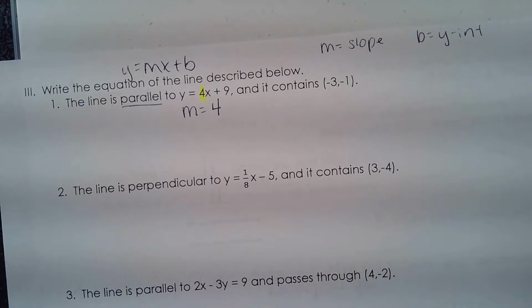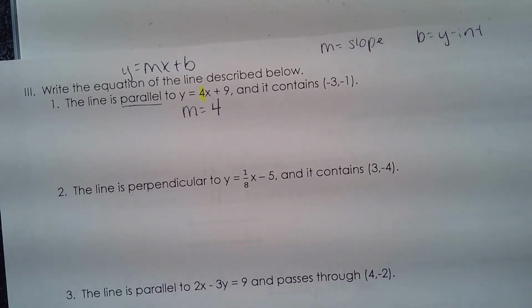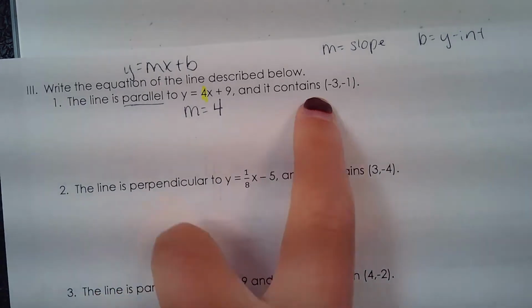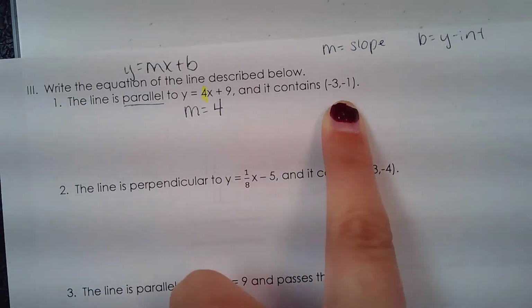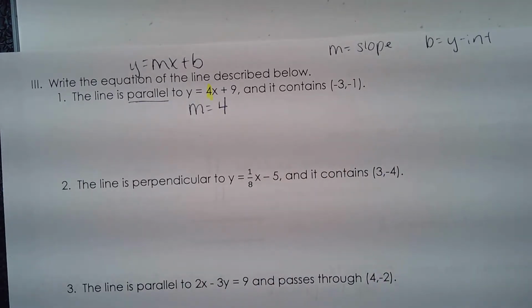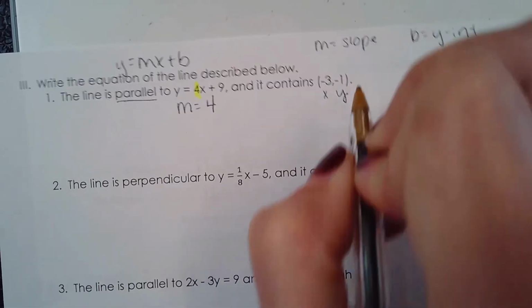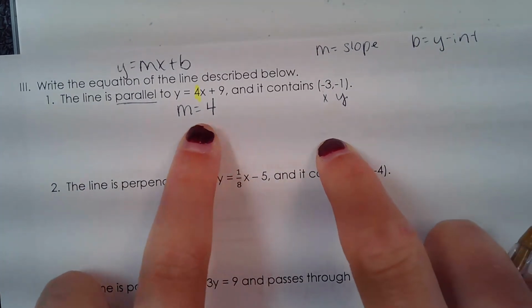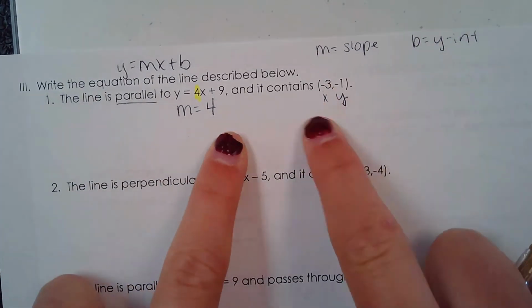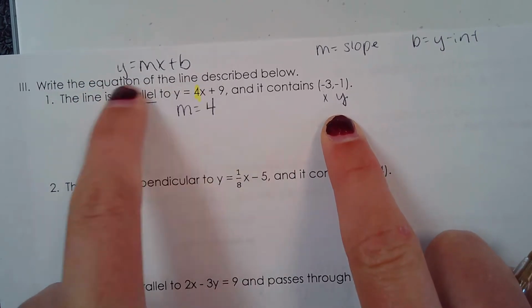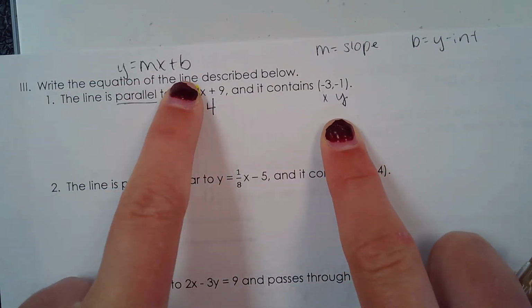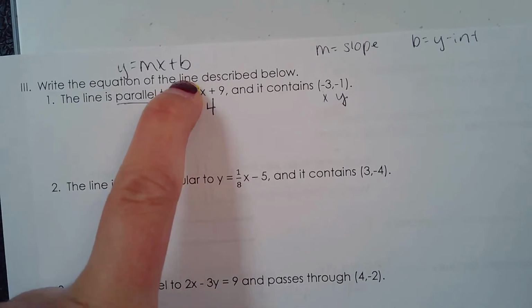What other thing do we need to write the equation of a line? The y-intercept. Do we have that? There's not really a way for us to find it just right now by looking at stuff. They tell us that it contains this point. So here's how you're going to use that. You're going to use the point that they gave you as an x and a y. Then you're going to take the slope that they gave you. You're going to plug in all the information that you have, and then we'll solve for that b. Okay, so this is how you're going to do that.